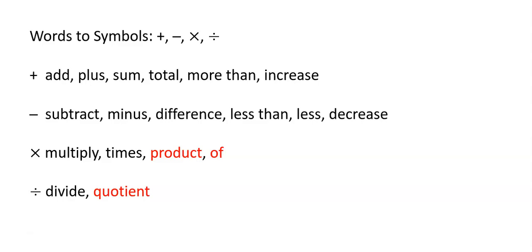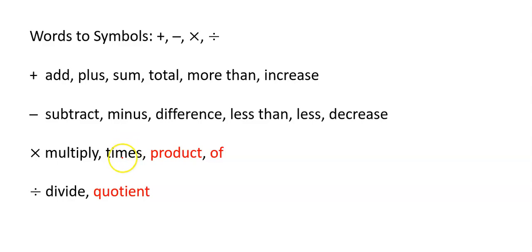We often say algebra is a foreign language, just like any other language, and algebra has its own symbols. For example, in English words, we say add or plus or sum or total or more than or increase. We can often use the plus symbol to represent them. And of course, subtraction: minus, difference, less than, less, or decrease, we can use a minus sign.